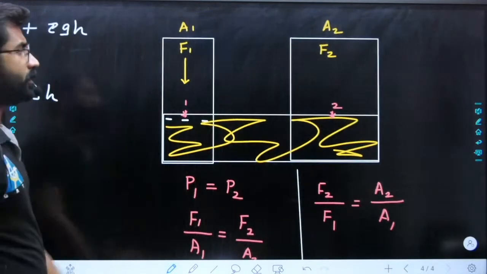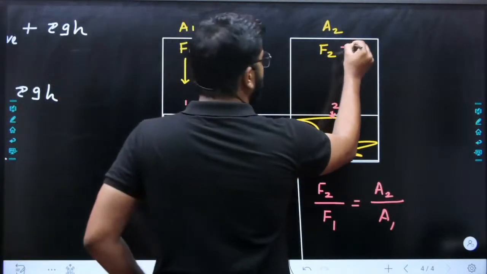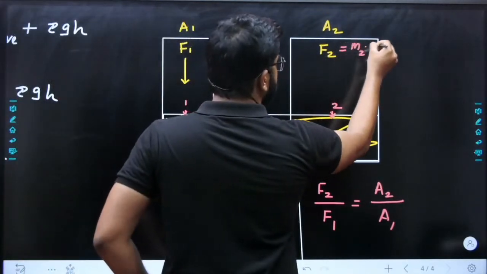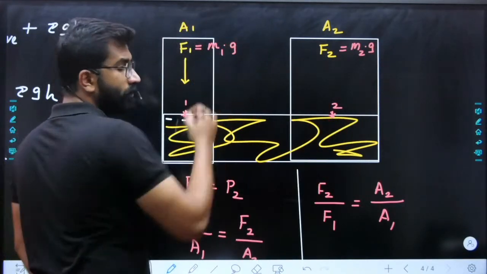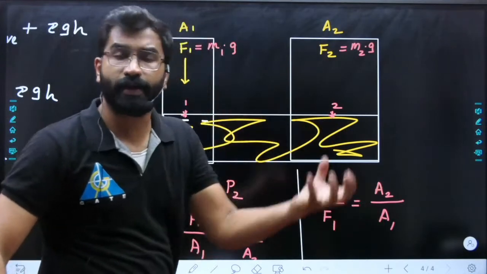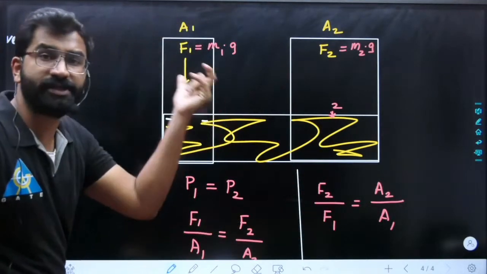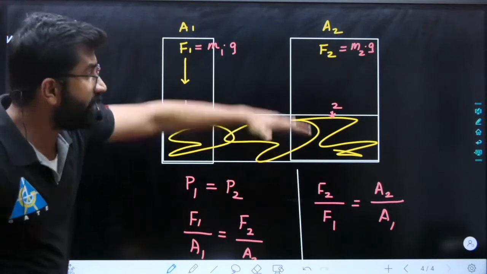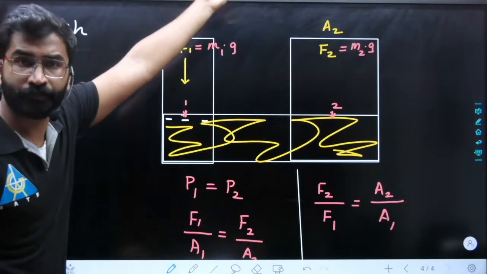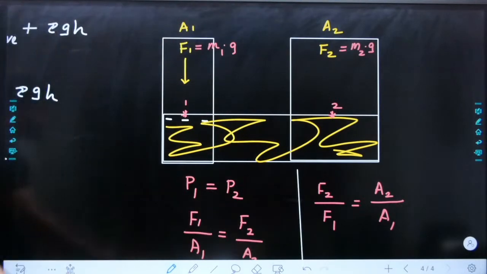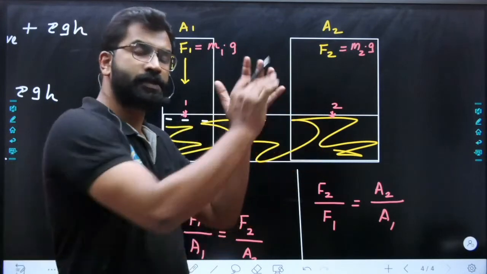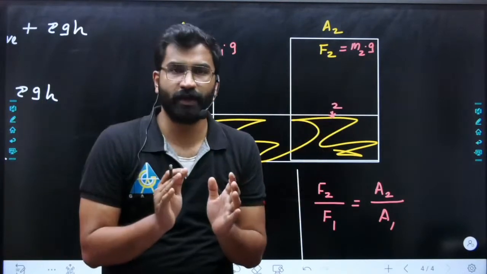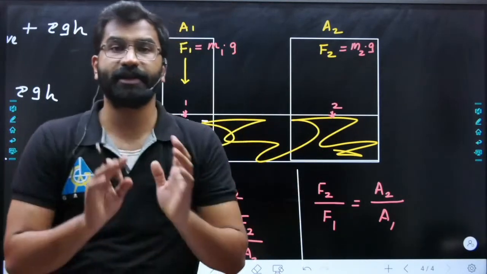So based on that you can write it. F2 I can write as M2 into G, F1 as M1 into G. So by using an area ratio of 100, by using a 10 kg weight, you will be able to lift a 1000 kg car. Okay, so that is the meaning. Easy. So based on this, they can ask questions. So understand statics. In horizontal direction, your pressure will not change in static fluid. In vertical direction, pressure will change.